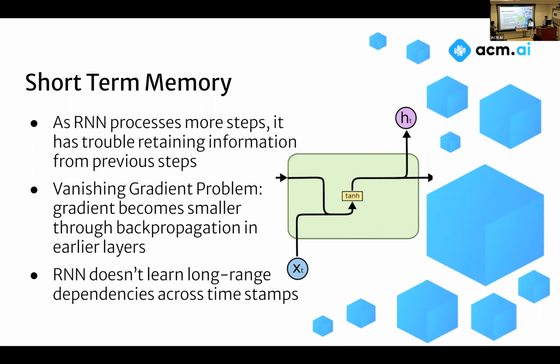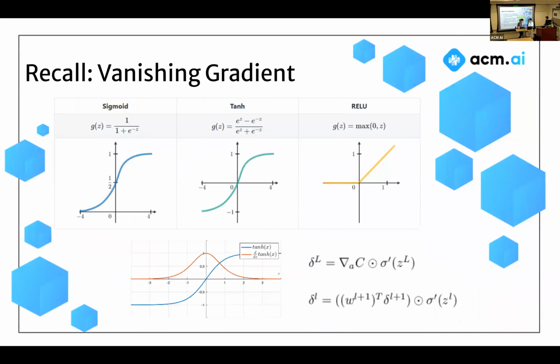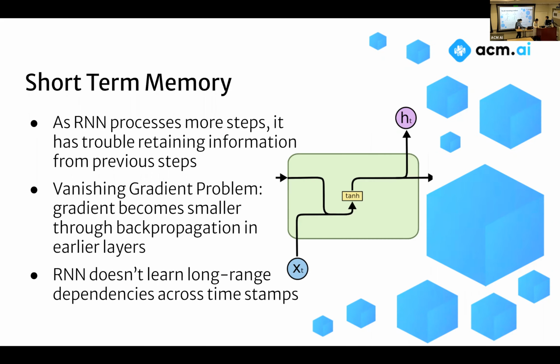So basically, the problem with RNNs is that as they process more steps, they have trouble retaining information from previous steps. And the reason is this: if you remember vanishing gradient, and again, these were generally developed before ReLU was a thing. Because we have sigmoid and tanh, where the derivatives are less than 1 in most cases, what happens is, think about this: when we take the first input, let's say we have a sequence of 100 things.